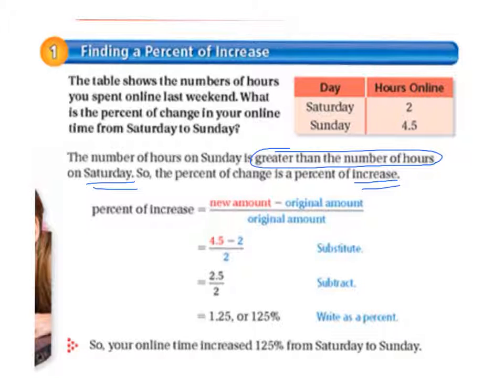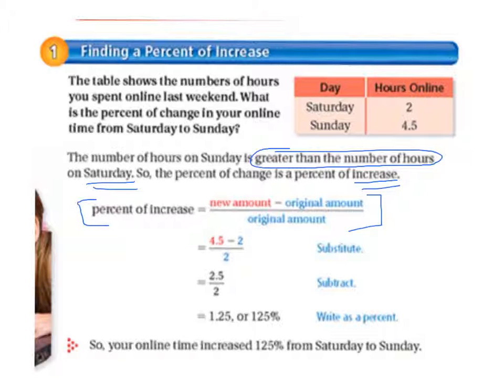So you need to remember the formula for the percent of increase that we wrote in your notes from the last lesson. And it says new amount minus original amount divided by the original amount. So you should write that formula before you start substituting things in, and then you substitute. So the new amount would be Sunday's amount of hours, so that's 4.5, and the original amount would be Saturday's amount of hours, and that's 2, and then you divide that by the original amount.